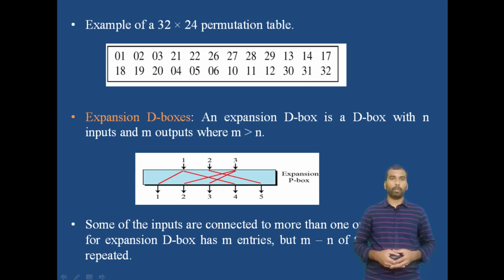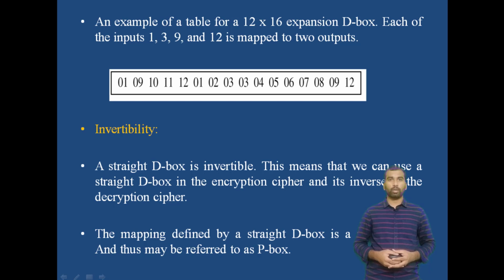That means the mappings between the inputs and outputs are more. Some of the inputs are connected to more than one output. You can see the example here, the table of a 12 into 16 expansion D box. Each of the inputs 1, 3, 9 and 12 is mapped to 2 outputs.